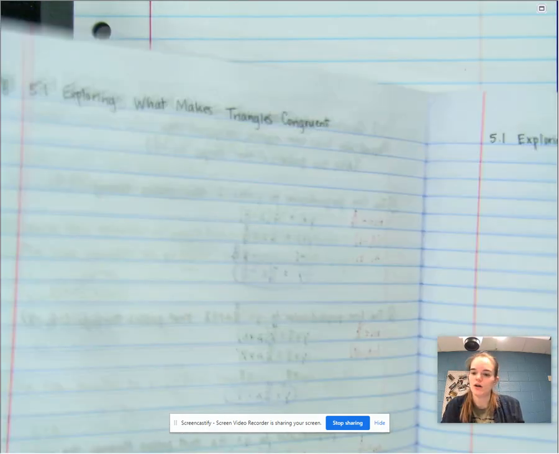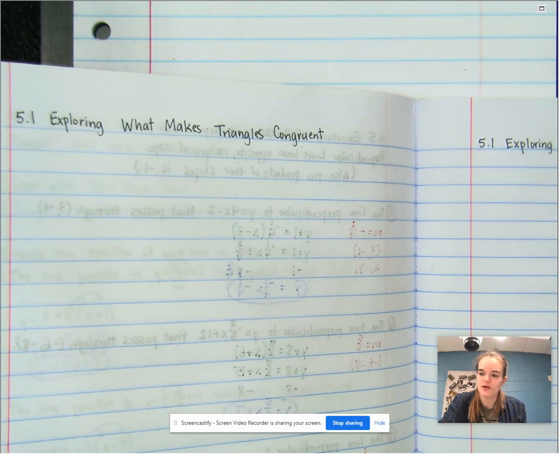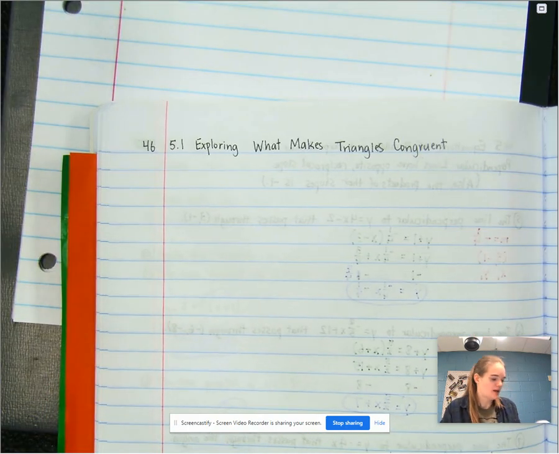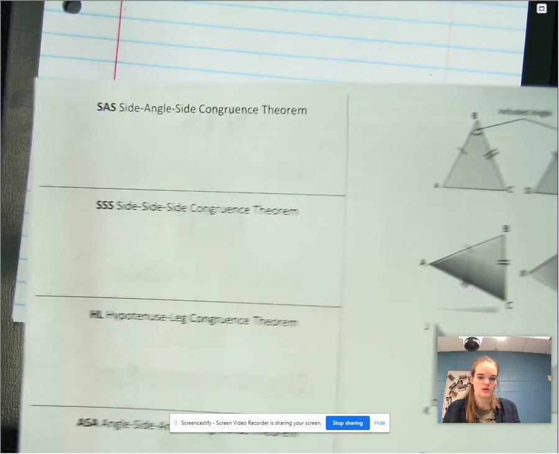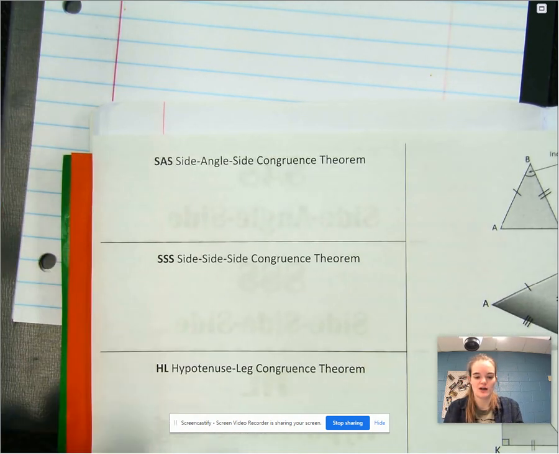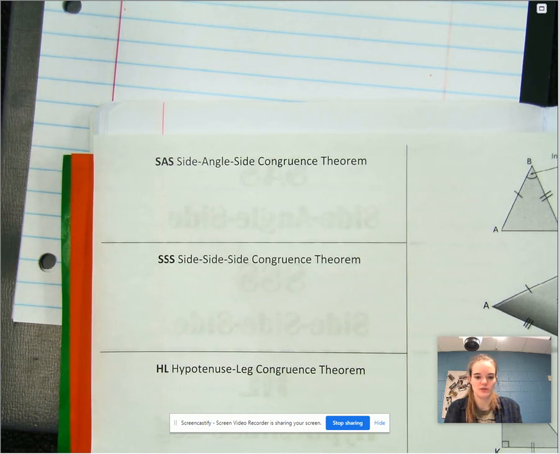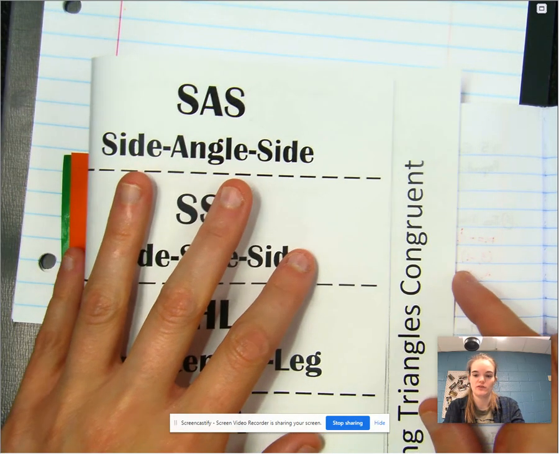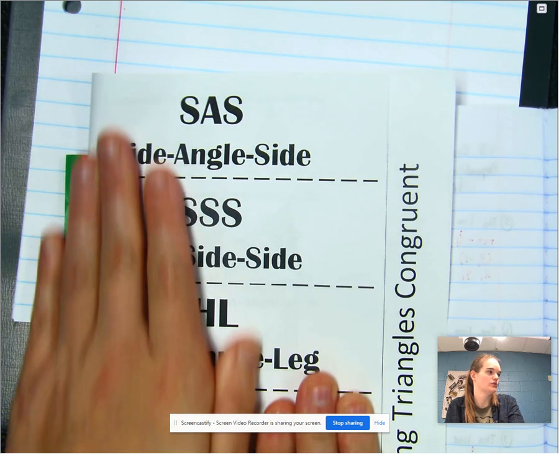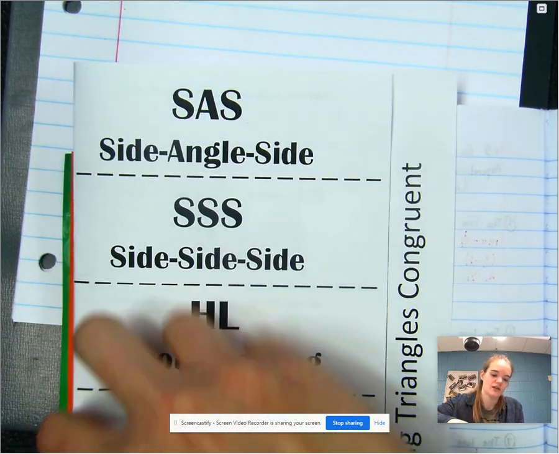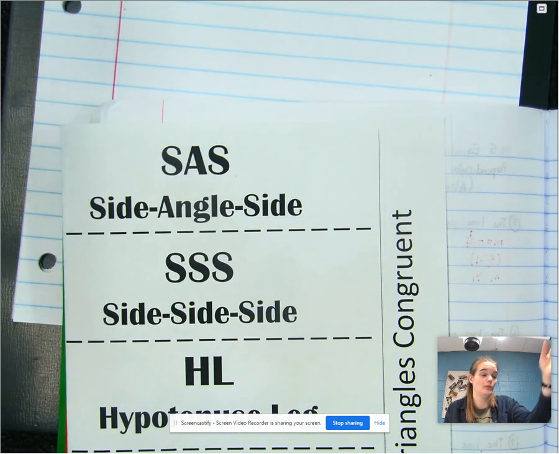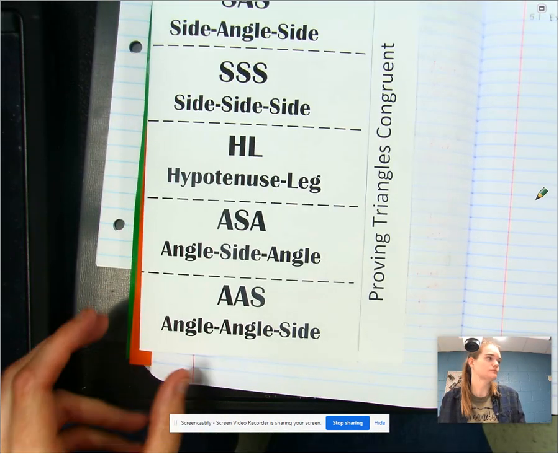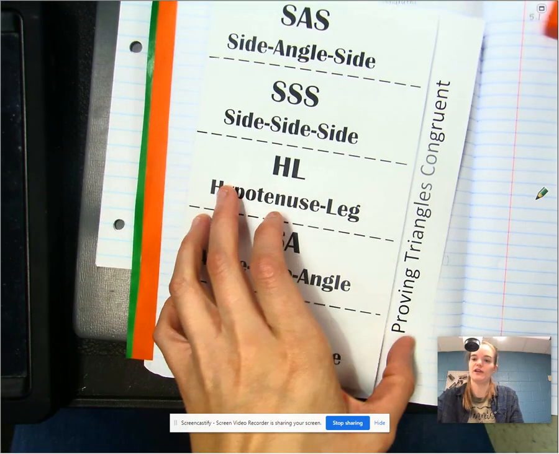Okay, on page 46, we are not actually going to be taking any notes there yet. We have a foldable that has all 5 of the triangle congruence theorems. We are going to take that and fold it so that the words proving triangles congruent is visible, like this. Okay, we're going to cut on the dashed lines.